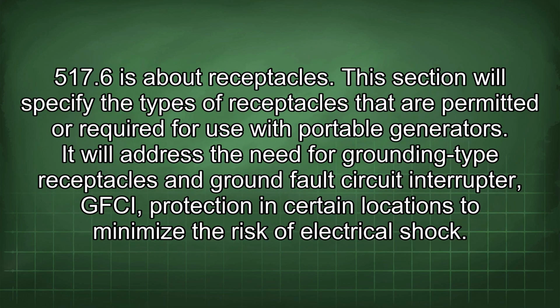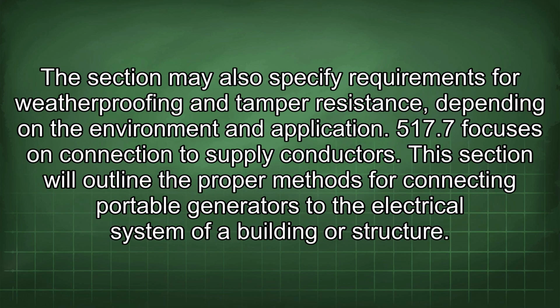517.6 is about receptacles. This section will specify the types of receptacles that are permitted or required for use with portable generators. It will address the need for grounding type receptacles and ground fault circuit interrupter (GFCI) protection in certain locations to minimize the risk of electrical shock. The section may also specify requirements for weatherproofing and tamper resistance depending on the environment and application.